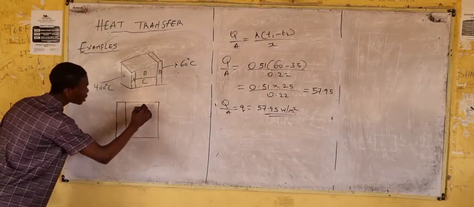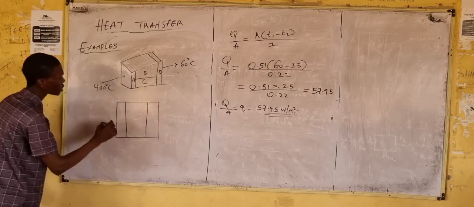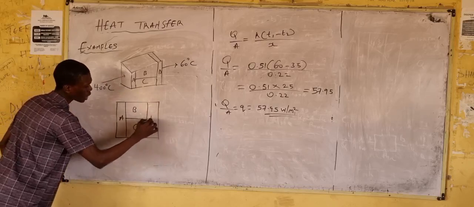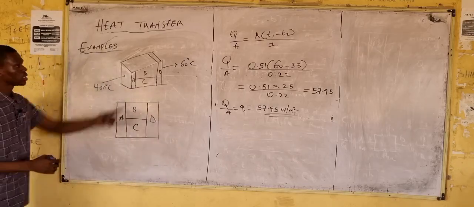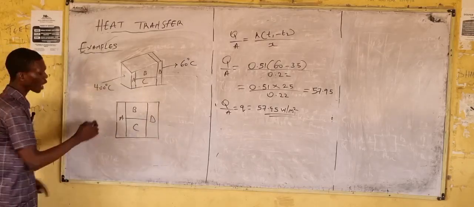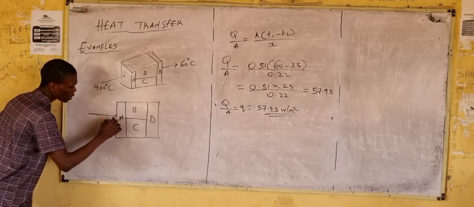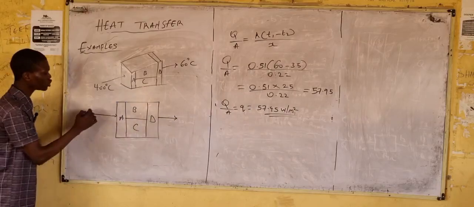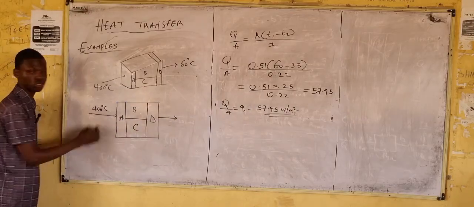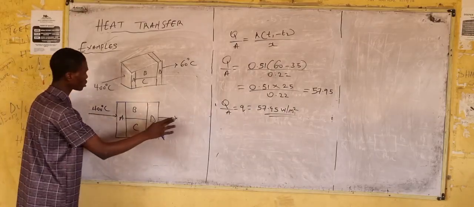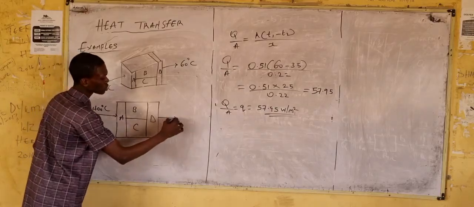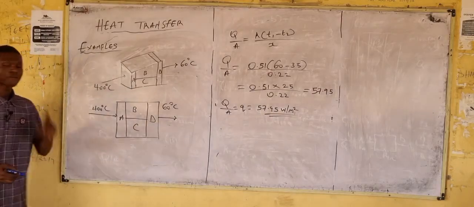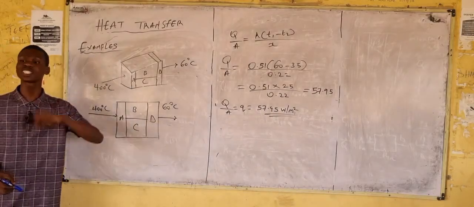This is wall A, this is the second layer, this is B, this is C, and this is D, right? This diagram is still this. And what you are saying is that the temperature at this region is 400 degrees Celsius. The temperature at this region is what? 60 degrees Celsius, right?